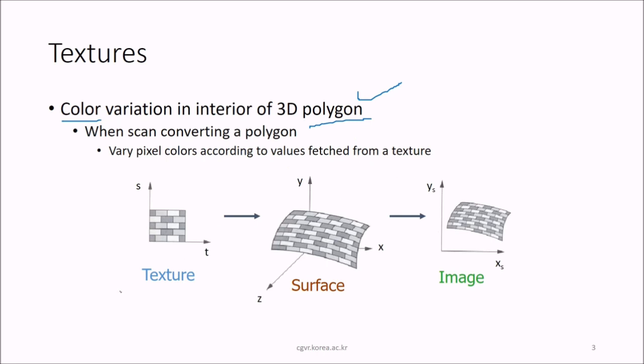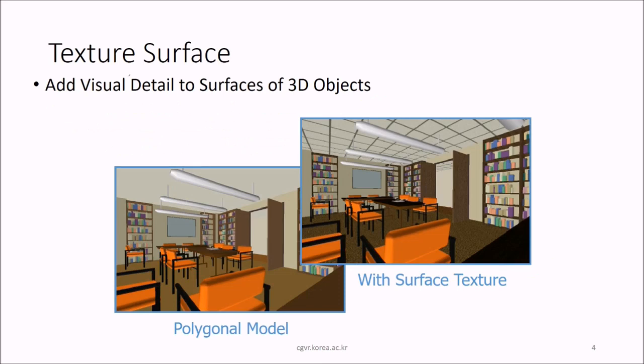So this is a texture. Now this is a surface. Now how is this texture transported or draped onto this surface? So this is how the final texture with the surface gives you an image. Ultimately, you have to see the image only with texture. So a texture surface adds visual detail to surfaces of 3D objects.